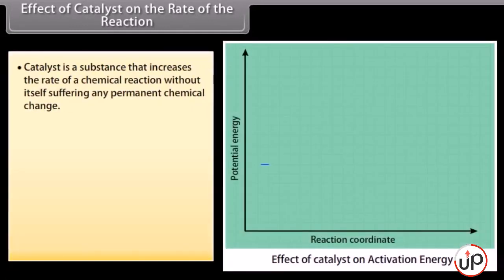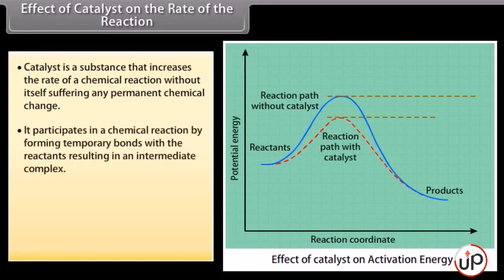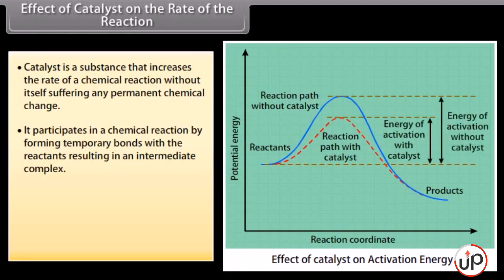Effect of catalyst on the rate of the reaction. A catalyst is a substance that increases the rate of a chemical reaction without itself suffering any permanent chemical change. It participates in a chemical reaction by forming temporary bonds with the reactants, resulting in an intermediate complex.